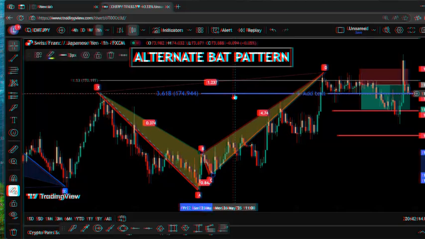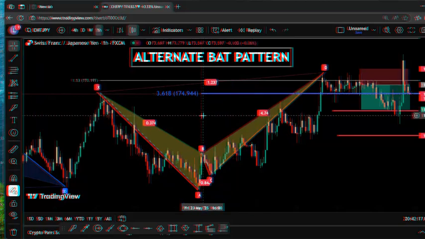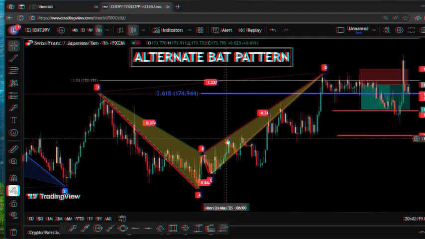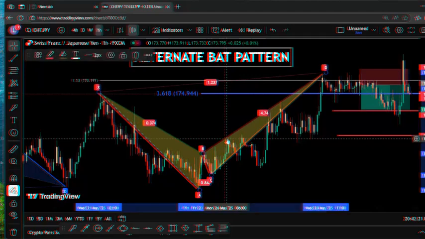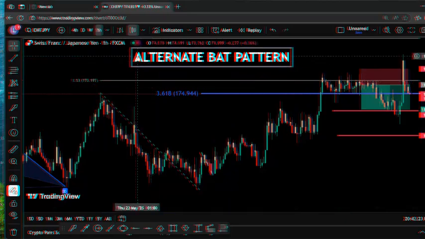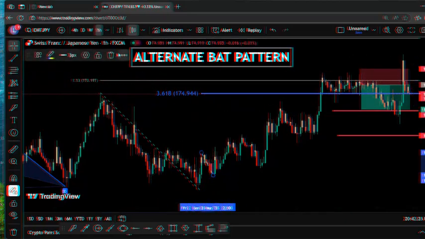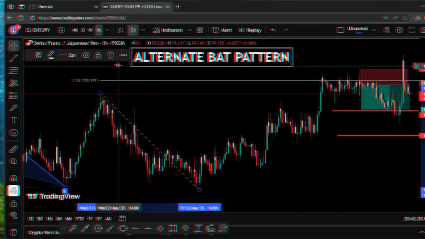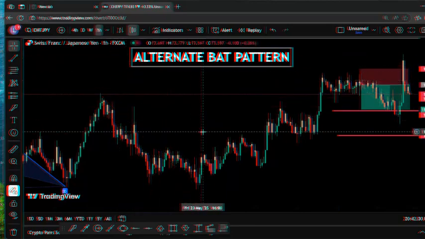it successfully. All right. So what I'll do now is I'm going to delete the drawings on the chart to explain how to identify and trade this pattern successfully.